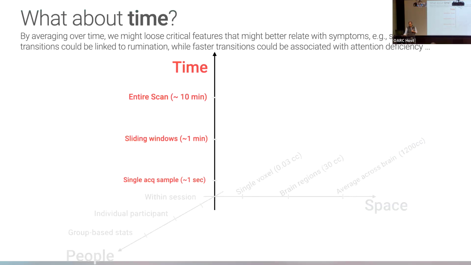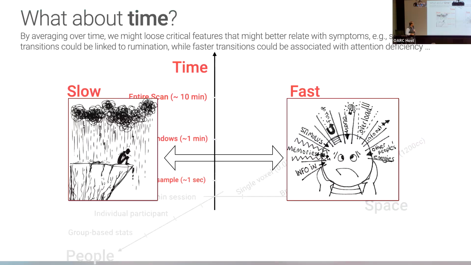But what about time? There's also a lot of work that goes from looking at sliding windows or even single TR resolution. And that is very critical, I think, because time might hold the key to looking at psychiatric disorders. If you have very fast dynamics, you could potentially pick up symptoms of ADHD versus depression or rumination for slow dynamics.